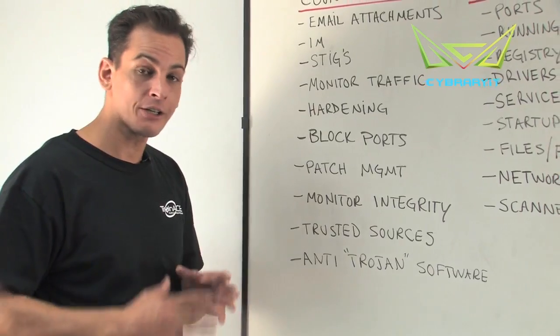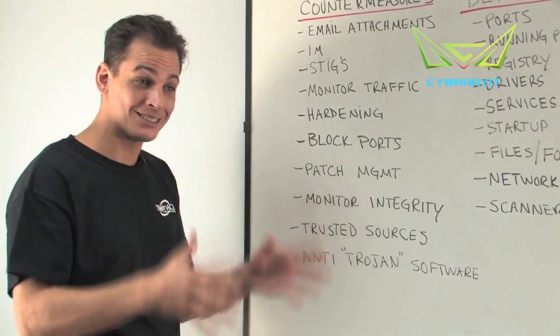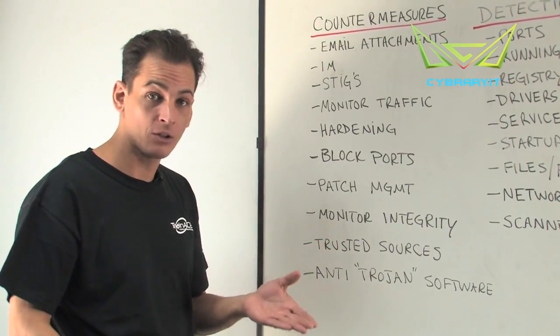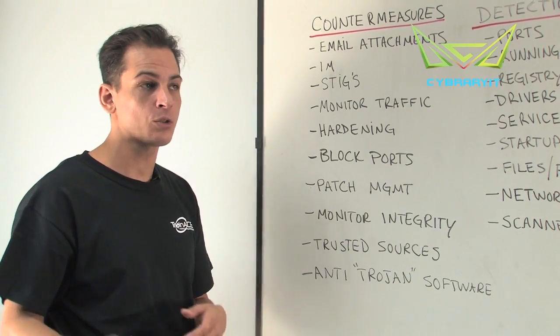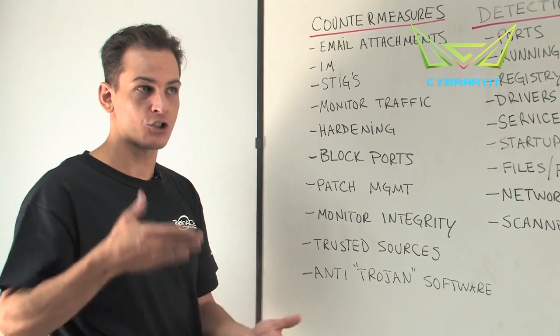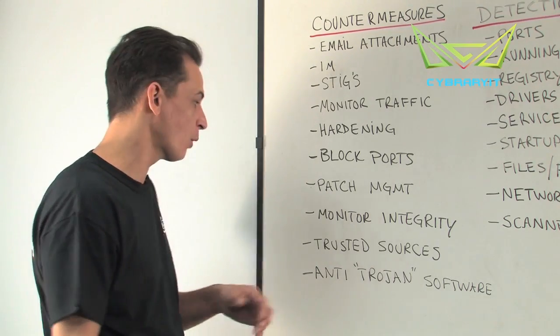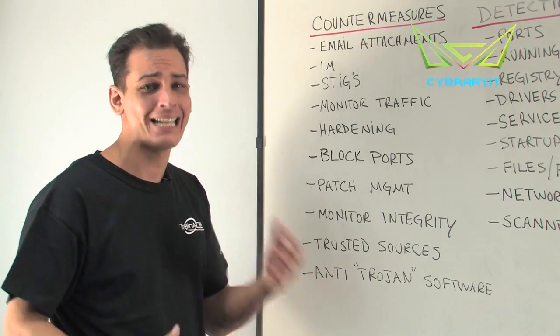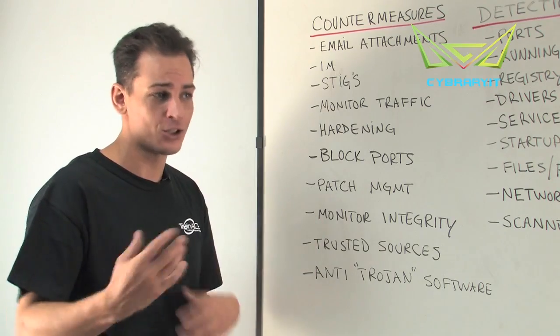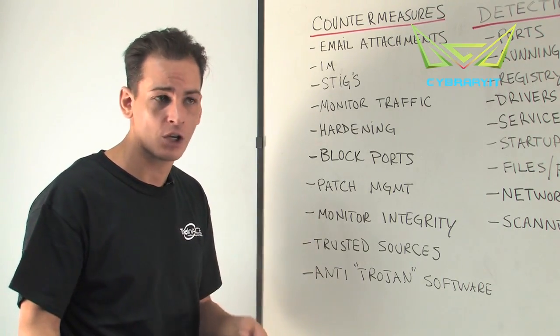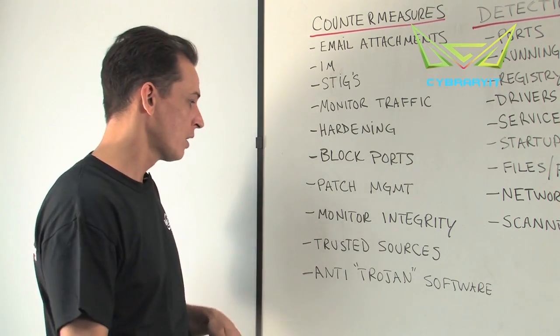Also, monitoring for integrity, either at the system level, like hashing every file in the system, or using some sort of network-based integrity monitoring software, like a Tripwire, for example, or good HIDS and NIDS, or HIPS and NIPS, meaning intrusion detection and intrusion prevention, both network and host.